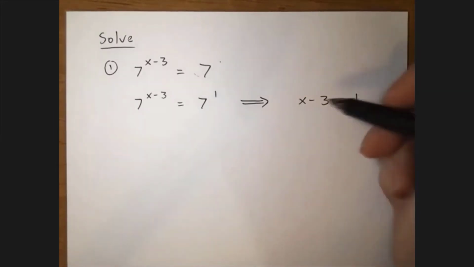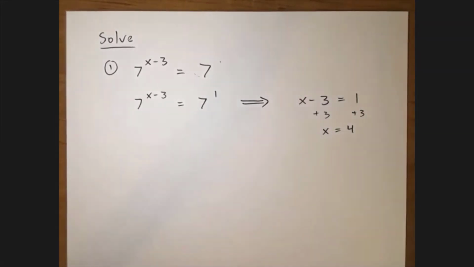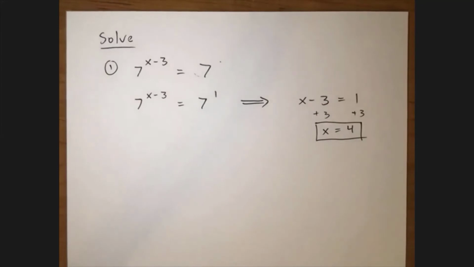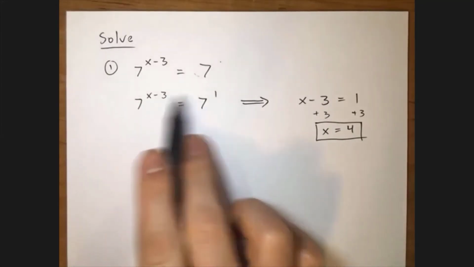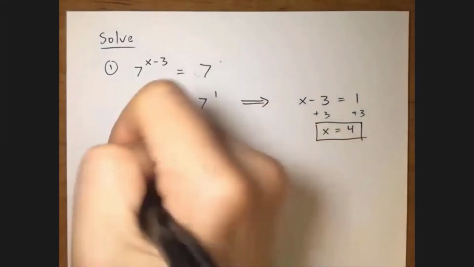Right? We just add 3 to both sides. X equals 4. And so we got our answer by using the one-to-one property. It essentially allows you to strip off the exponents and just treat them separately. Let's look at another one.